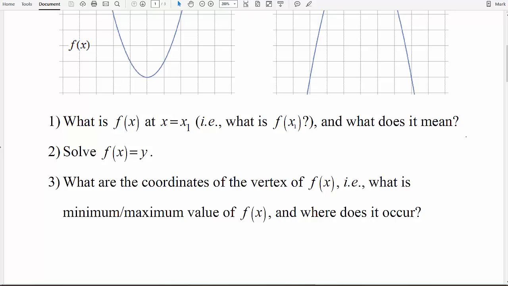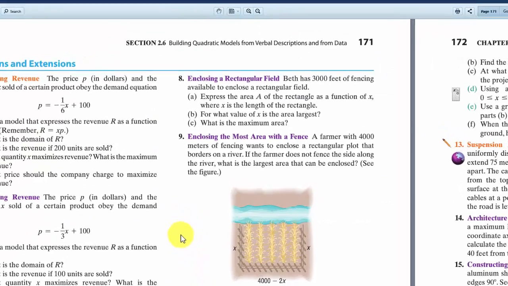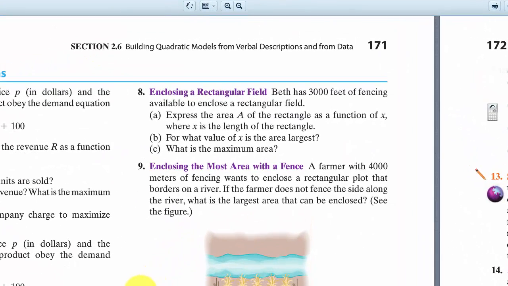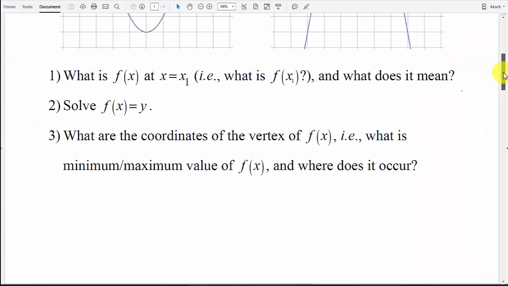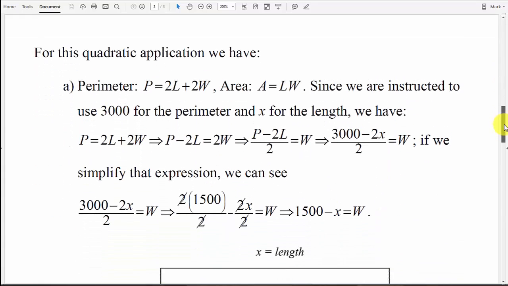And so if you go back to the question at hand here, number 8, it says enclosing a rectangular field. Beth has 3,000 feet of fencing available to enclose a rectangular field. Part A, express the area A of the rectangle as a function of x, where x is the length of the rectangle. Now you can't do this entire question on the graphing calculator. You have to do some thinking. And so that's going to come in part A right here.